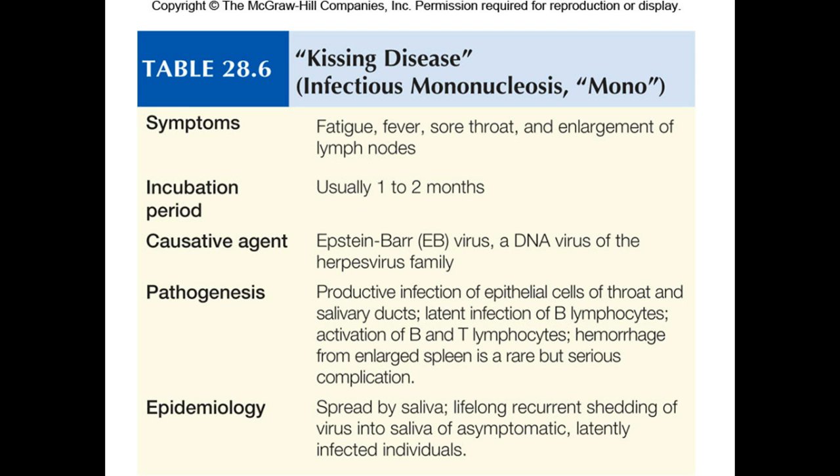So epithelial cells of the throat and your salivary ducts become infected. And then latent infection: it hides in your B cells, your B lymphocytes. Activation of your B and T lymphocytes happens. And this is one that can cause hemorrhage from an enlarged spleen, a rare but pretty serious complication. I remember for athletes in high school, this is a big no-no because of that enlargement of the spleen, especially if you're doing contact sports, it could get ruptured. And so they worry about that.